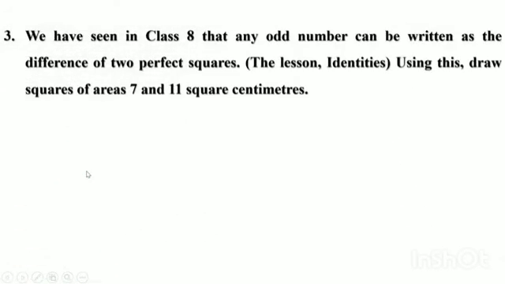Next problem. We have seen in class 8 that any odd number can be written as the difference of two perfect squares. Using this, draw squares of area 7 and 11 square centimeters. To draw a square, we need the length of one side of the square. Here we have to draw squares of area 7 and 11 square centimeters. To draw the square of area 7 square centimeters, the side should be root 7 centimeters.